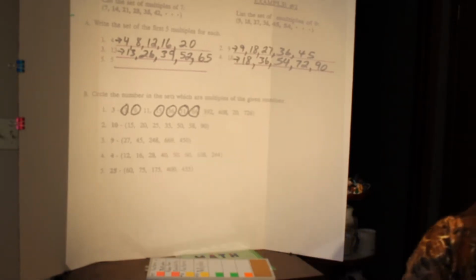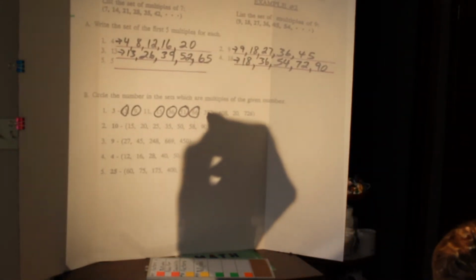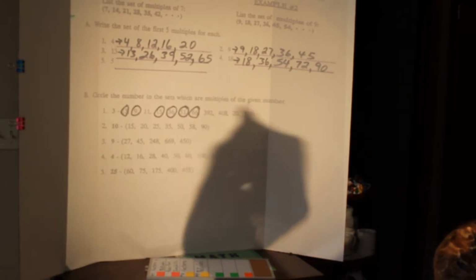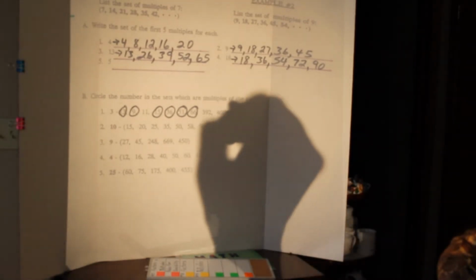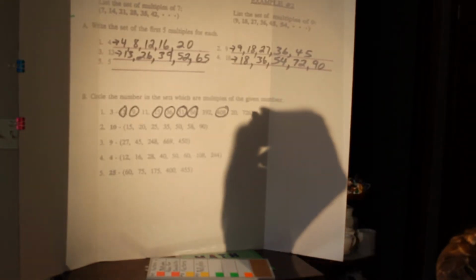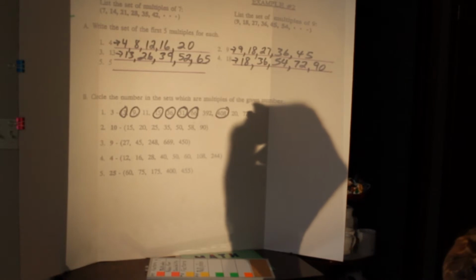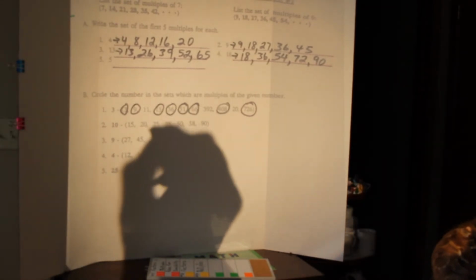66 is a go. How about 392? 3 and 9 is 12, and 2 is 14. That's a skip. 408: yes, that will work, because 4 plus 8 is 12, and that means that 3 will divide evenly into it. 20 won't work. 726 will work, because 7 and 2 is 9, plus 6 is 15. That one. Now 10, that one's a pretty easy one. It has to end in a 0. So we only have 20, 50, 90.